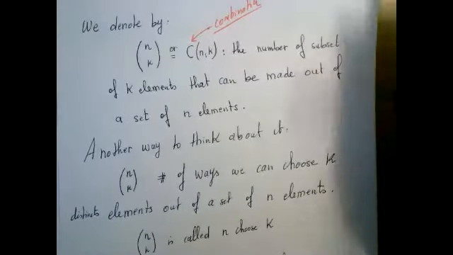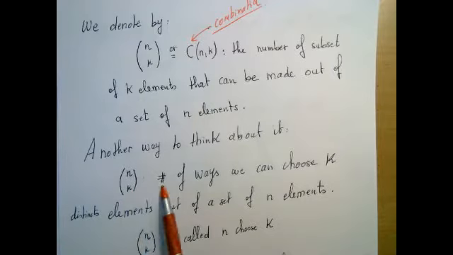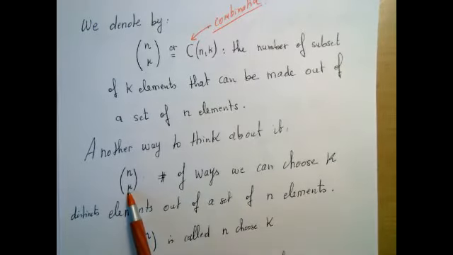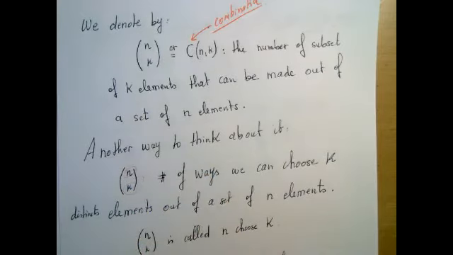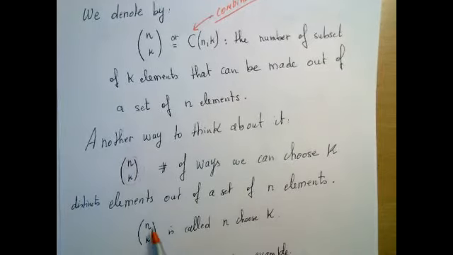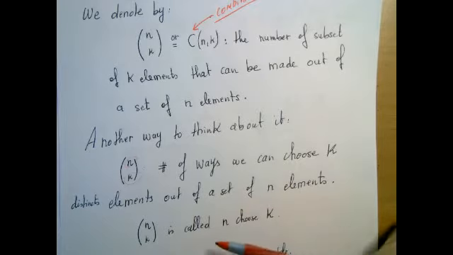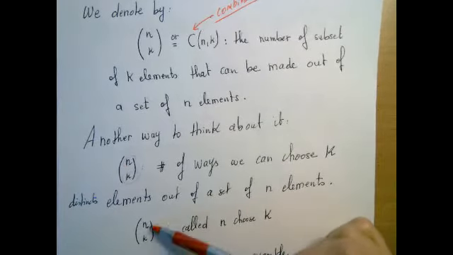Another way to think about it, n k represents the number of ways we can choose k distinct elements out of a set of n elements. So I'm repeating the same idea because that's what it represents: I have a set of n, and in how many ways can I pick k elements out of them? This symbol is usually called n choose k, which means we're choosing k elements out of a set of n elements.